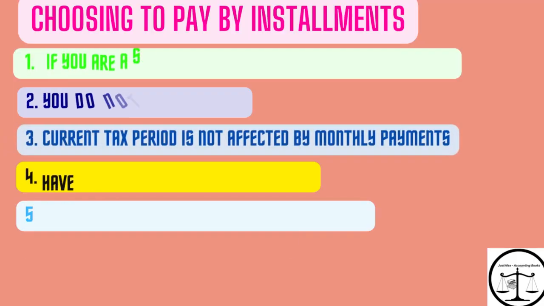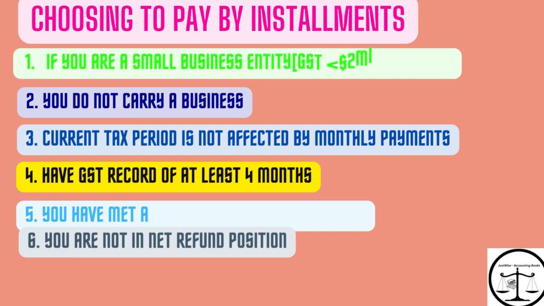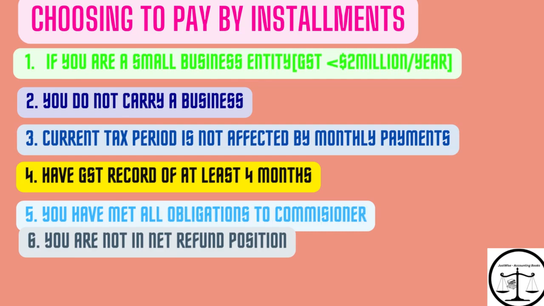Friends, a business can elect to pay GST by installments if you are a small business entity. In other words, if your GST turnover is less than $2 million per year, or you do not carry on a business and your GST turnover does not exceed $2 million. The current tax period applies to you, and is not affected by a monthly election of GST payment.